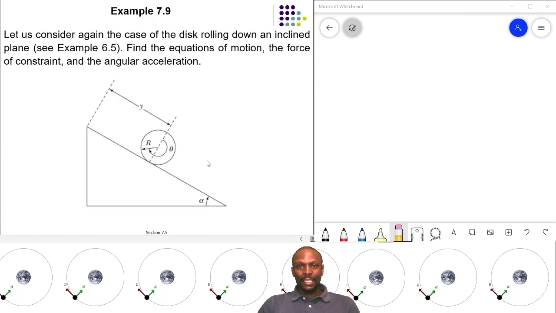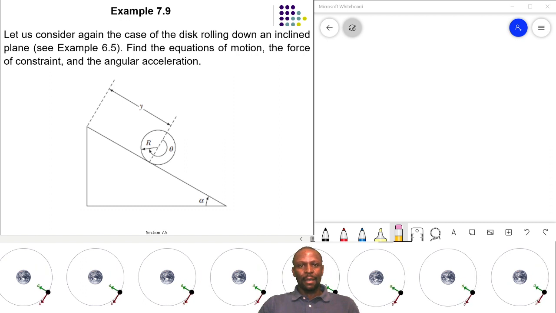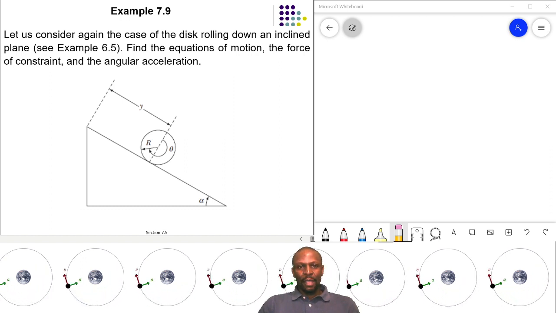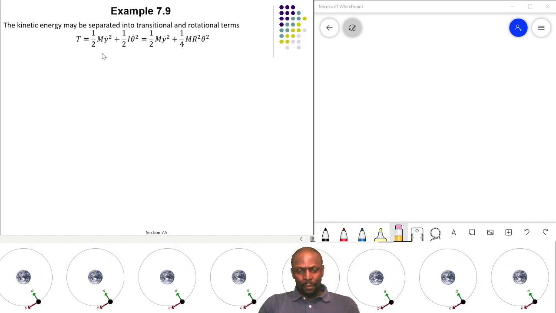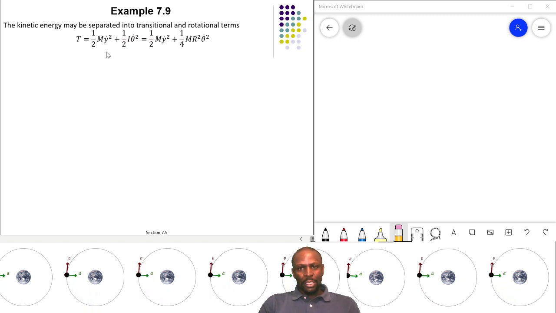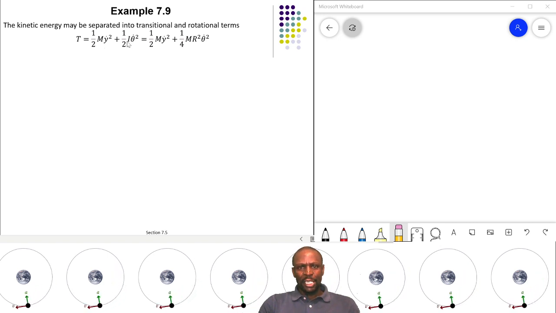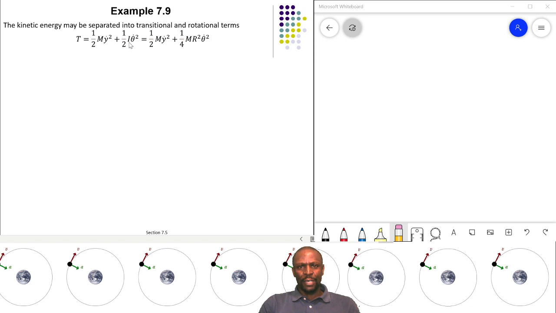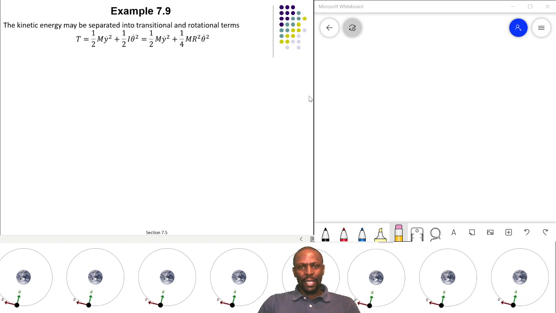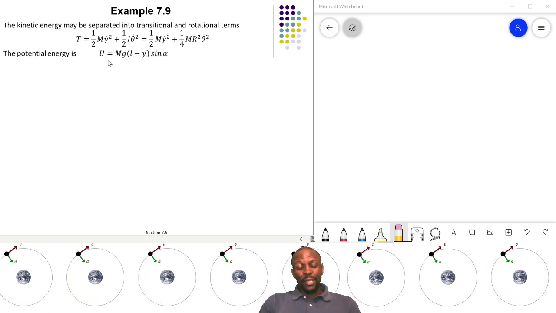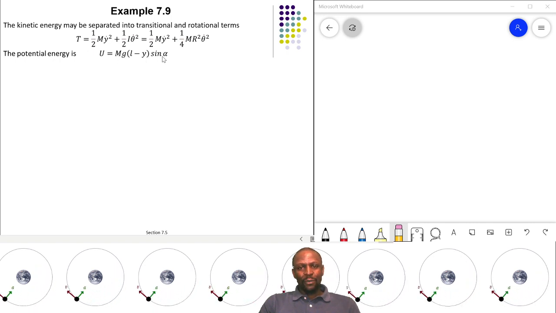Now, to make things make sense, let us do the following quick example. Let us consider again the case of the disk rolling down an inclined plane. Find the equation of motion for the constraint and then the angular acceleration. In that case, we know that the kinetic energy consists of two terms, a translational as well as a rotational. Here I is the moment of inertia of the disk, which is given by mr squared. So this is what you have for the kinetic energy term. And then the U term will be given as mg (l minus y) sine of theta.